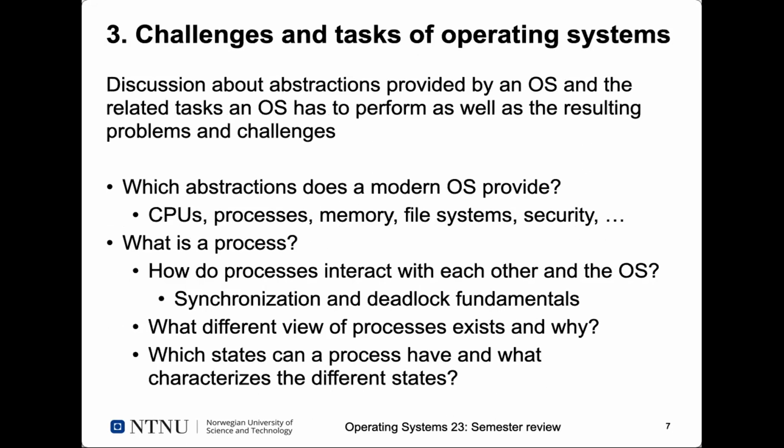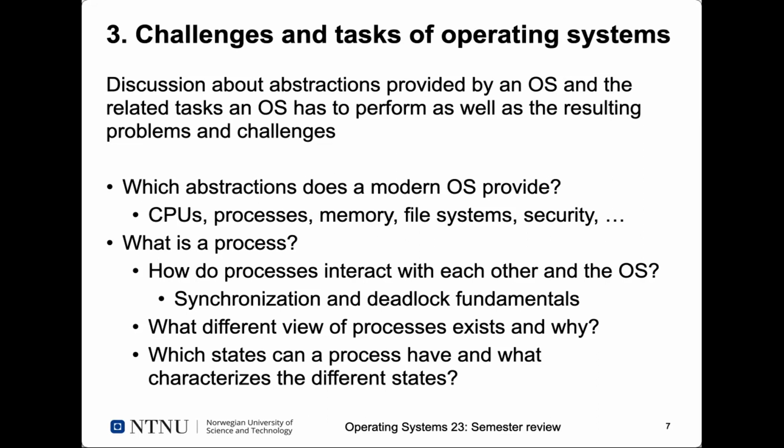Then we talked about challenges and tasks of operating systems. So we discussed abstractions provided by an operating system. So why do we need abstractions? What do these abstractions look like? And we talked about the tasks an operating system has to perform to provide abstractions, to provide functionality to applications. And we talked, of course, about the resulting problems and challenges for an operating system.